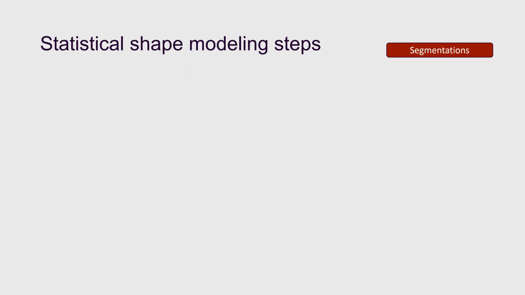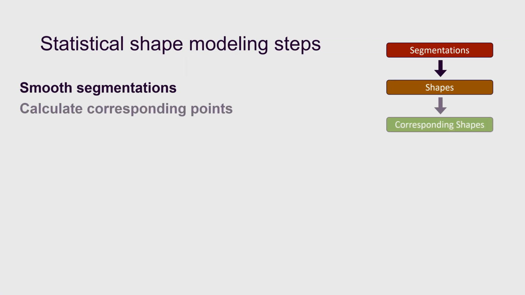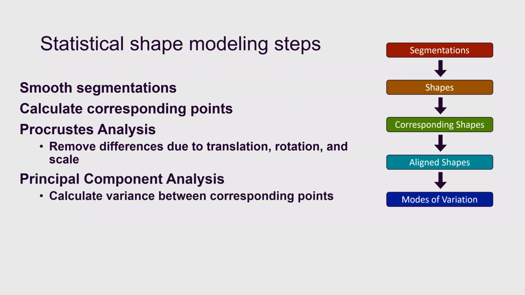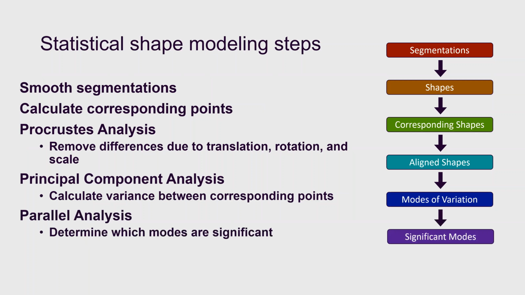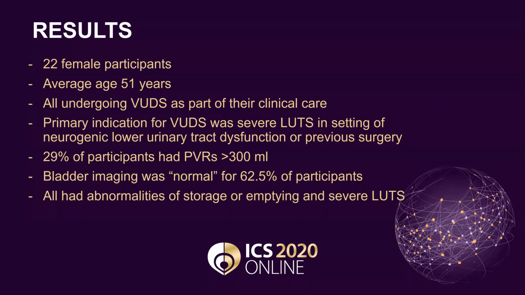Statistical shape modeling includes multiple steps: segmentation of shapes, calculating the corresponding points between shapes and anatomic landmarks, Procrustes analysis to remove differences due to translation, rotation, and scale, principal component analysis to calculate the variance between corresponding points, parallel analysis to determine which modes are significant, and calculation of principal component scores to perform statistics to compare patient groups.